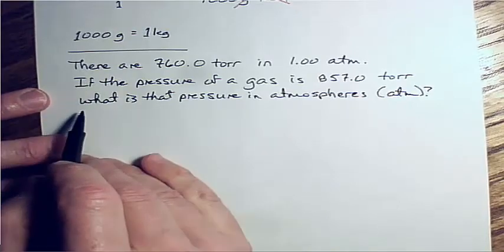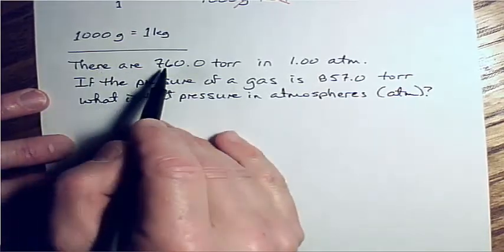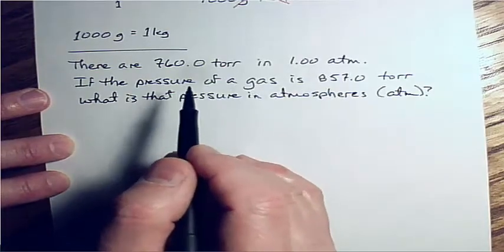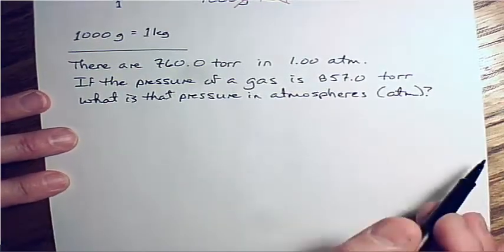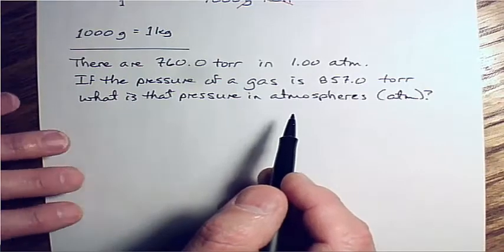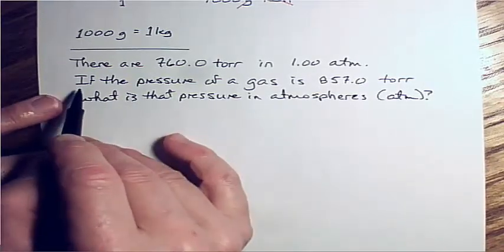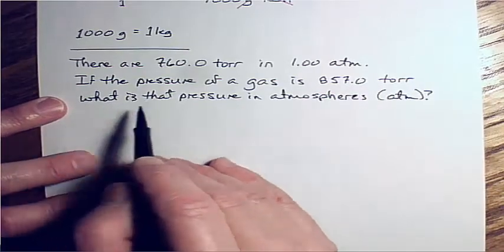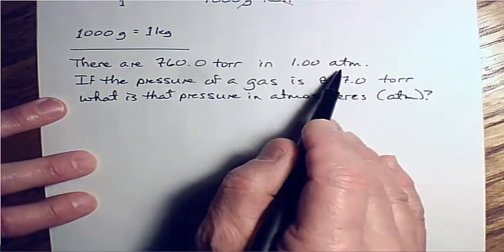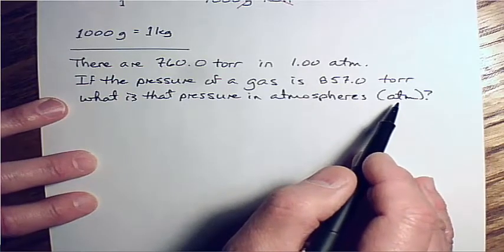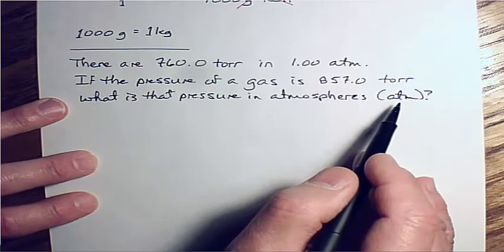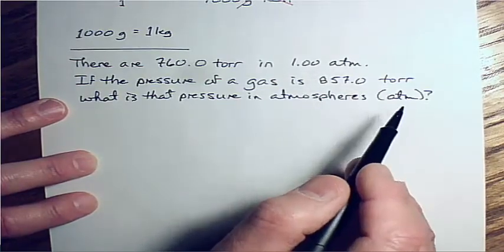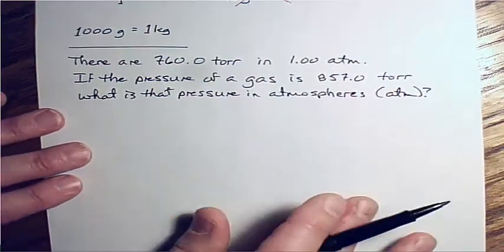I'm sorry, I didn't complete the 8. All right, so this problem says that there are 760.0 torr in 1 atmosphere. Now, these are pressure units. Torr is named for a guy named Torricelli. Anyway, so if the pressure of a gas is 857.0 torr, what is that pressure in atmospheres? And ATM stands for atmospheres. The ATM you may be familiar with is automatic teller machine, a capital A, capital T, capital M. This is lowercase a, t, and m.